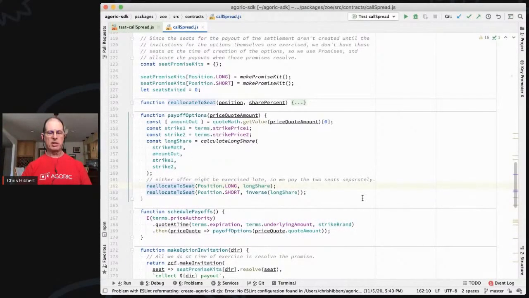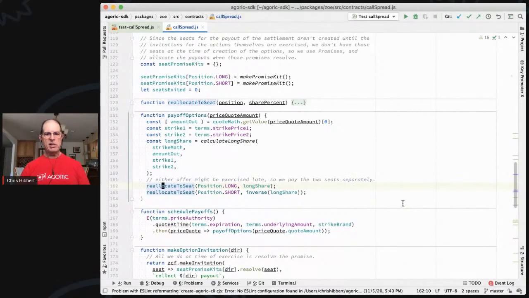I think that's the high-level overview of the pieces of what this contract does that are common to all Zoe contracts. So how we deal with invitations, how we deal with the payoff. In this case, trader real. I'll come back to that.